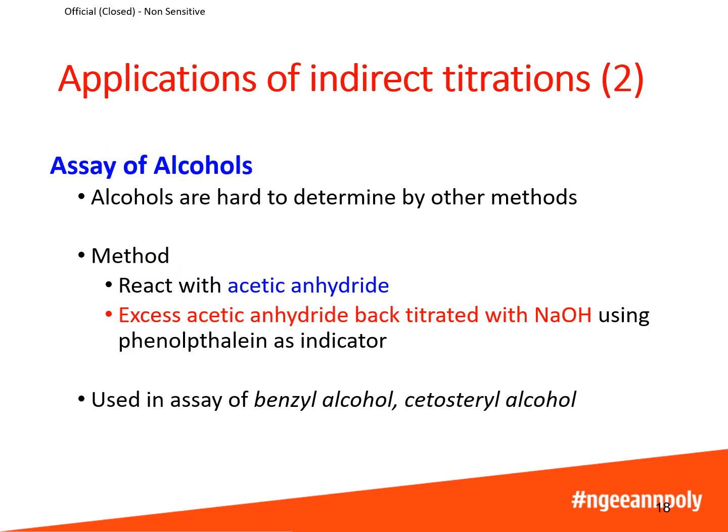Another application of indirect titration is in the assay of alcohols. Alcohols are difficult to determine using any other methods. So for the assay of alcohols, the alcohol is first reacted with acetic anhydride in excess. The excess remaining acetic anhydride is then titrated with sodium hydroxide using phenolphthalein as an indicator. This assay is used in the assay of benzyl alcohol, which is a preservative, as well as cetosterol alcohol, which is often used in creams.